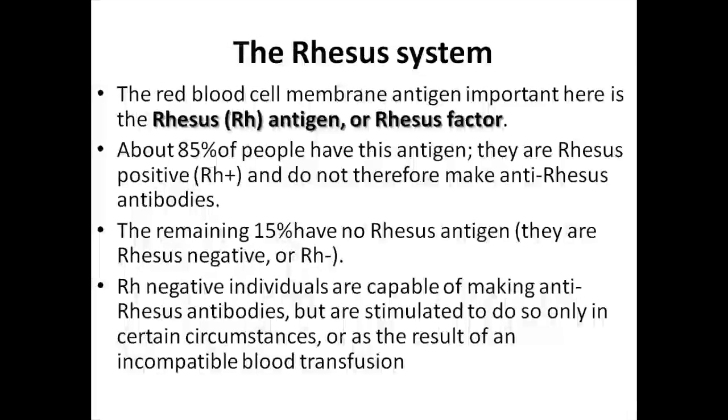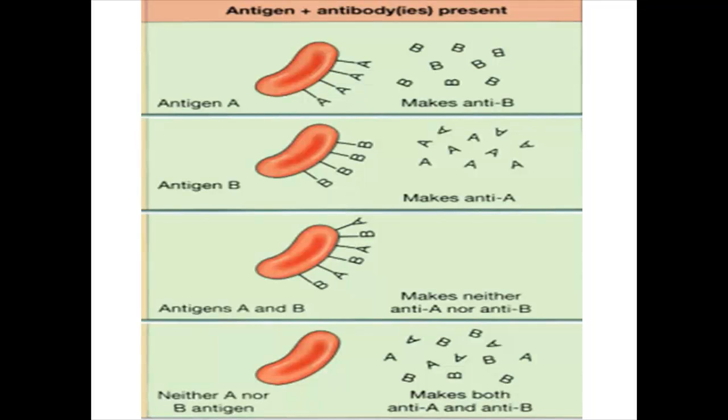So we have seen here that it's only the rhesus negative individuals, who lack the rhesus antigen, that have rhesus antibodies, but individuals who are rhesus positive, who have the rhesus antigen, do not make rhesus antibodies. So the point of interest here will be the rhesus negative individuals, who are capable of making rhesus antibody once they are stimulated in certain circumstances.